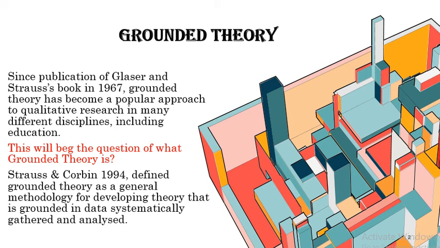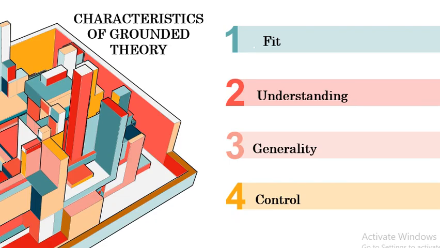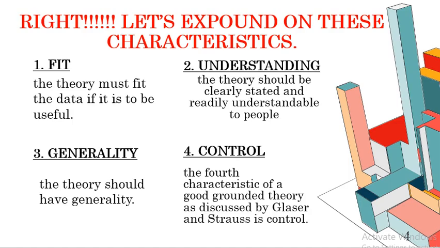Good. Now, having an overview of what grounded theory is, let's look into the characteristics of grounded theory. The 1967 work of Glaser and Strauss lists four important characteristics of grounded theory. One, the theory should fit the data. Two, the theory should be understandable. Three, it should have generality. And four, one should have control over the theory.